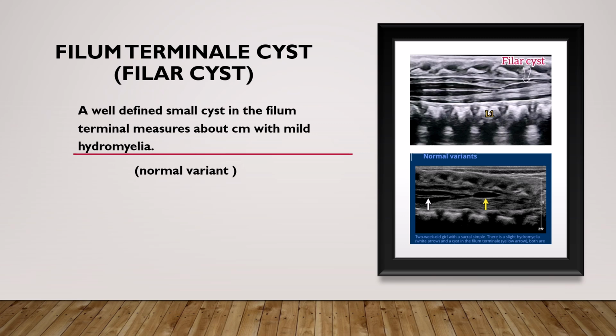This is a filum terminale cyst or pilar cyst. It's a normal variant. We can see it. It's a well-defined small cyst in the filum terminale, and we can measure it, and it may be associated with mild hydromyelia. Hydromyelia means the central canal, this echogenic dot, you can see it mildly dilated. It's a normal variant.